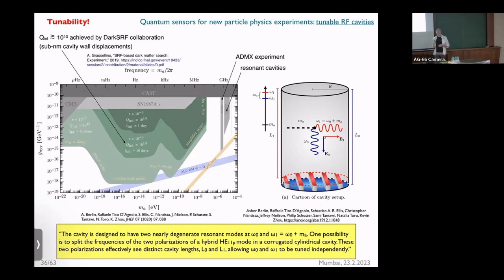Another way to do it would be to try to change the properties of the cavity itself by working on electrical tuning of the cavity properties. And this is something that's being prepared right now at CERN, trying to build a bimodal cavity where you can change the resonant frequencies electrically, which is probably easier to do than to tune a cavity at the nanometer scale.